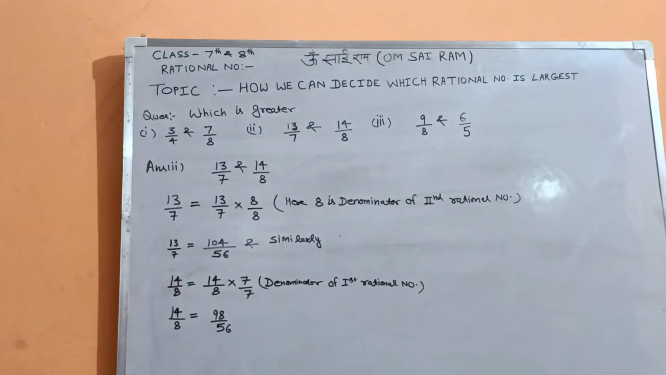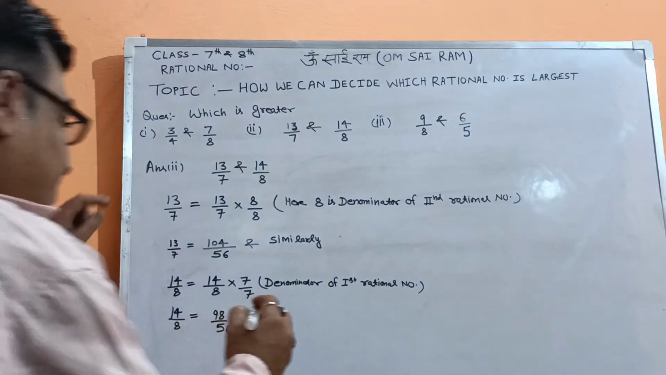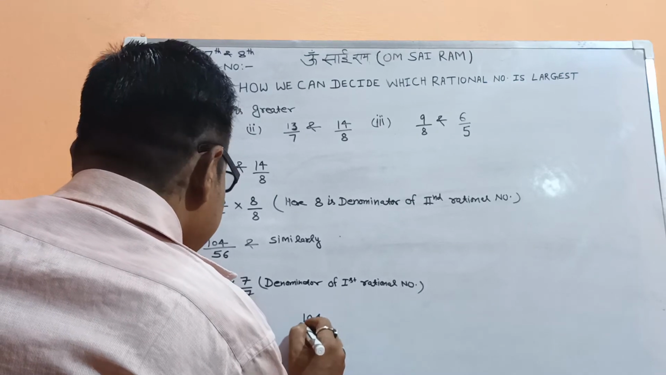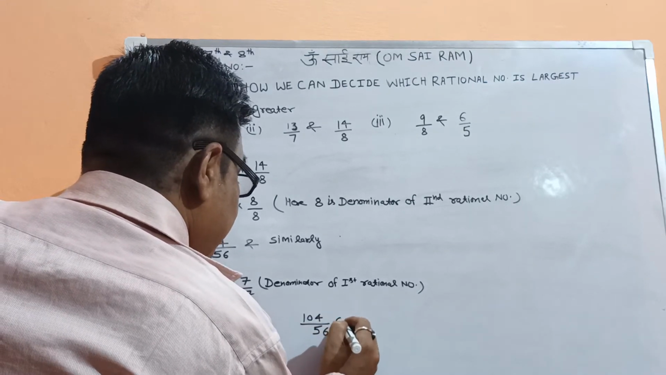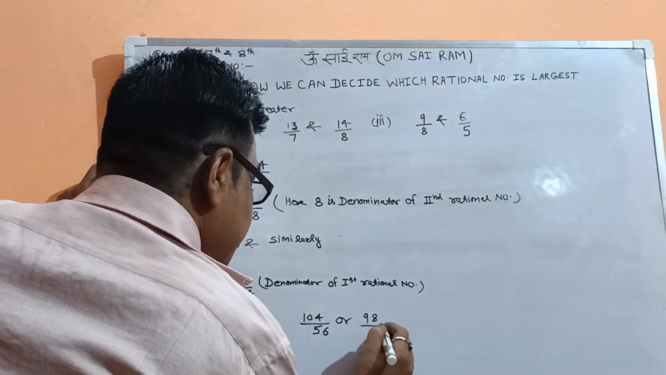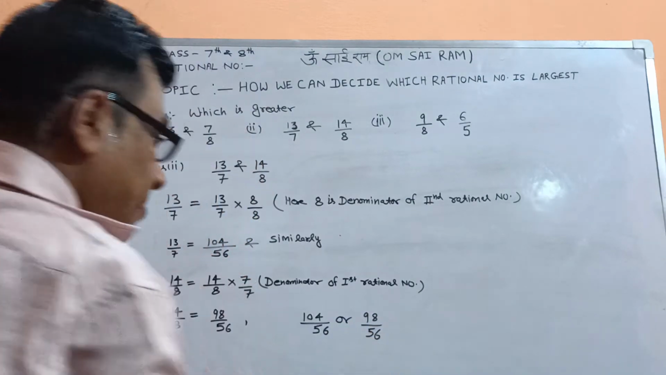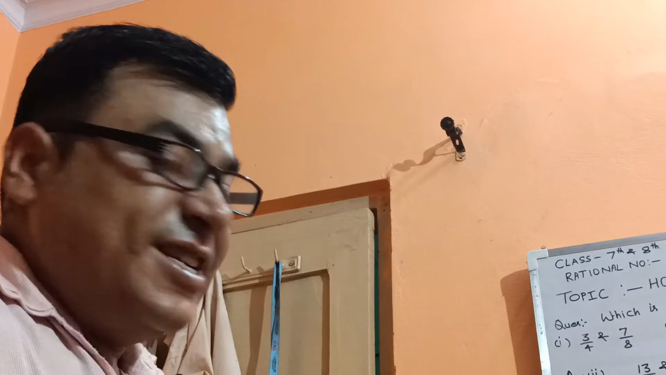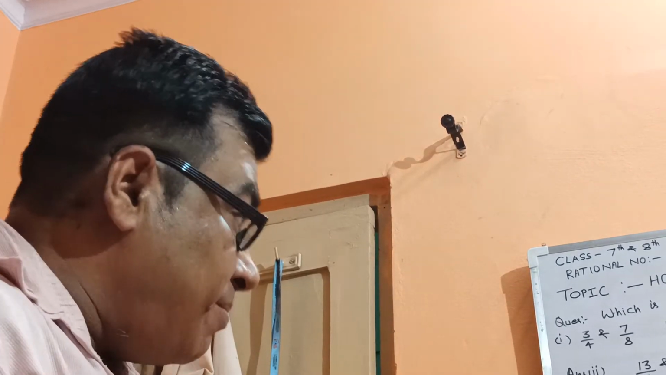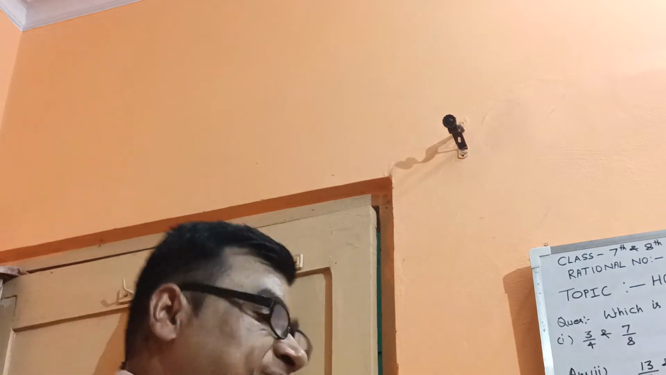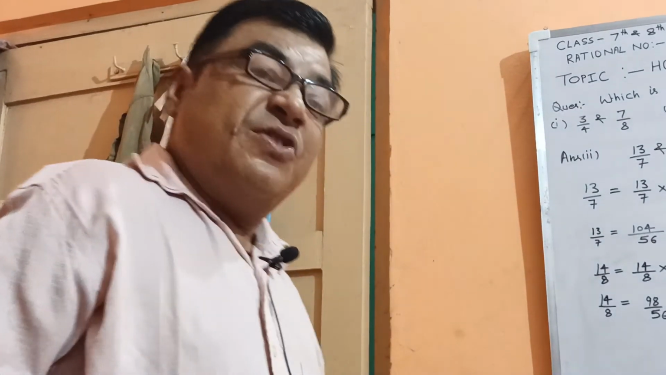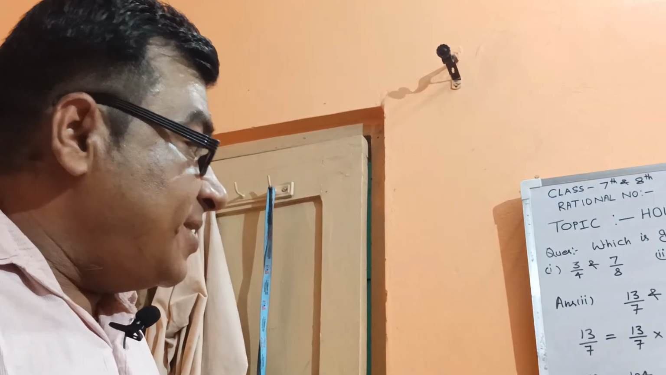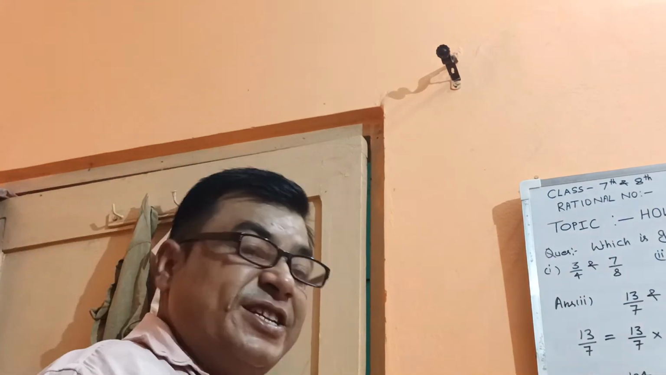Now we have to decide which number is largest, 104/56 or 98/56. As we know from counting, 104 is a larger number than 98, and the denominator of both is the same, 56. So the denominator has no importance. You have to check only the numerator, and the numerator 104 is greater.